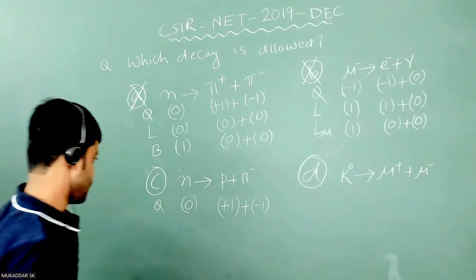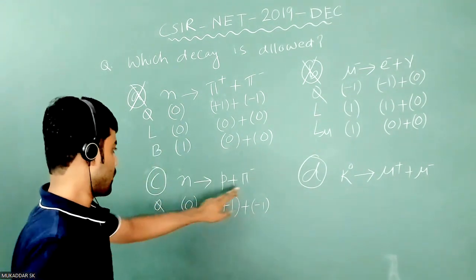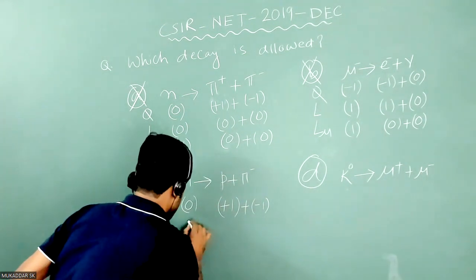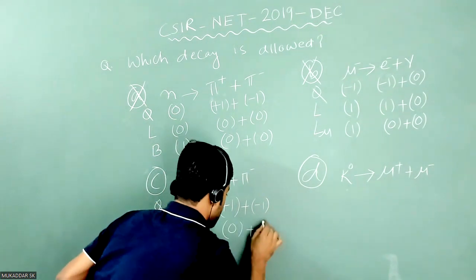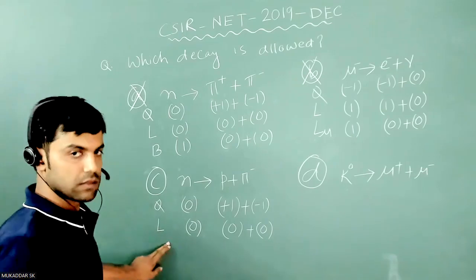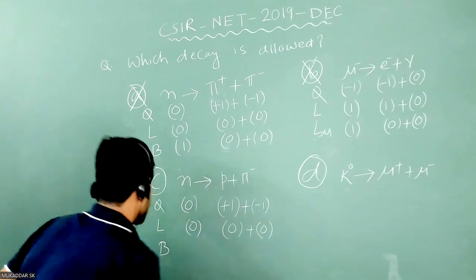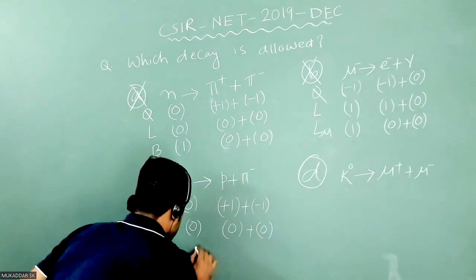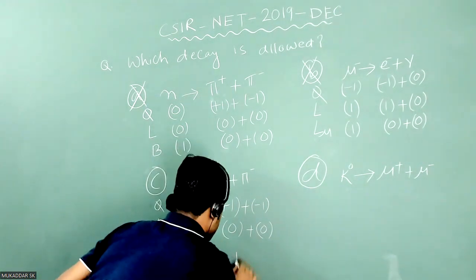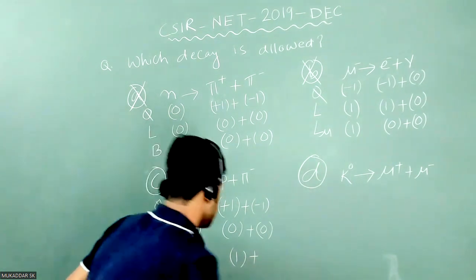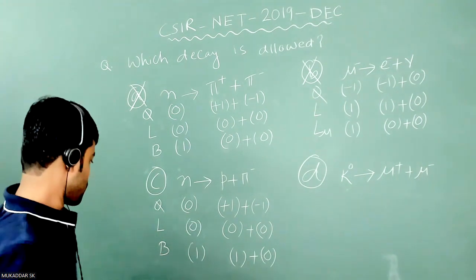Now we'll check lepton conservation, denoted by capital L. None of them are leptonic particles, so obviously this number will be 0. This implies L is conserved here. Now we'll check baryon conservation. Neutron is a baryonic particle, so it will be plus 1. On the right hand side, proton, again it is plus 1. And for pi minus, it is 0. So baryon number is conserved.